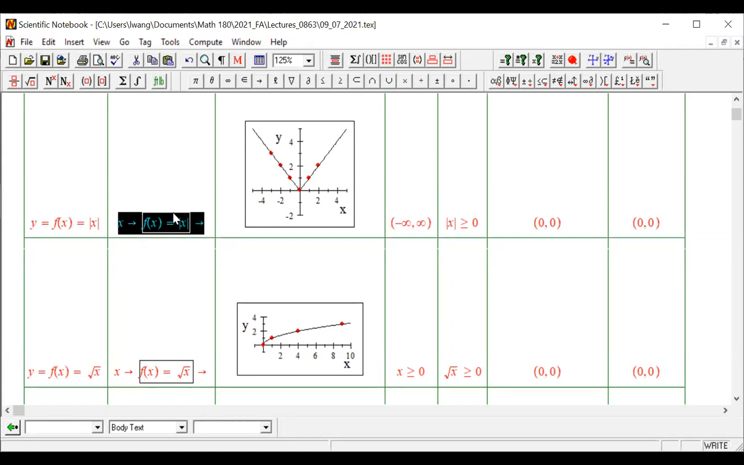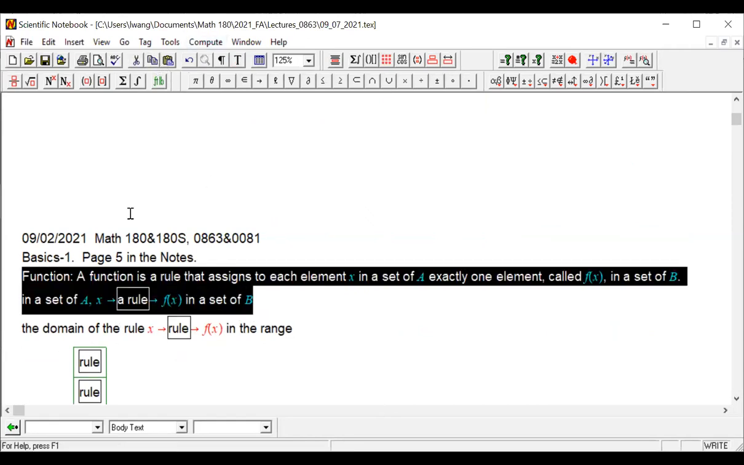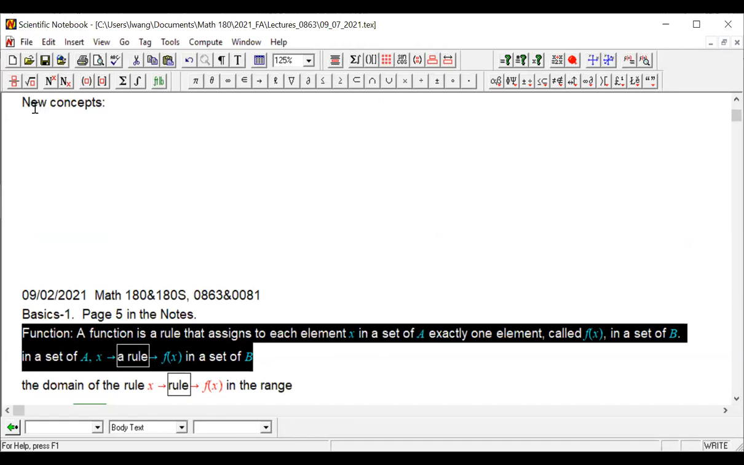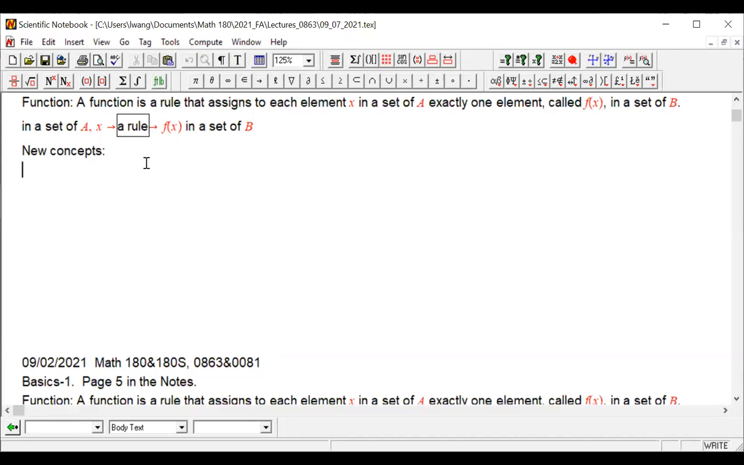Now, without further ado, we said we're going to introduce new concepts. Before we talk about what a one-to-one function is, a function is a rule that assigns to each element x in a set A exactly one element called f of x in a set B. This is the definition of a function. And today we're going to introduce the one-to-one function. What is a one-to-one function?